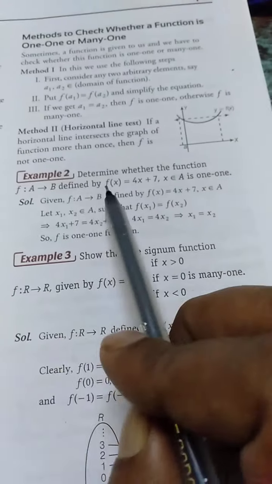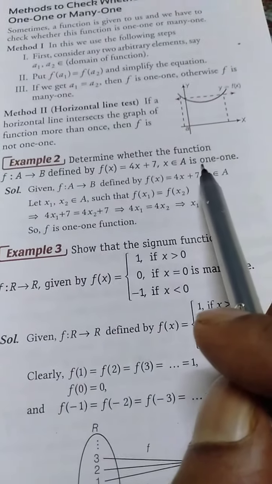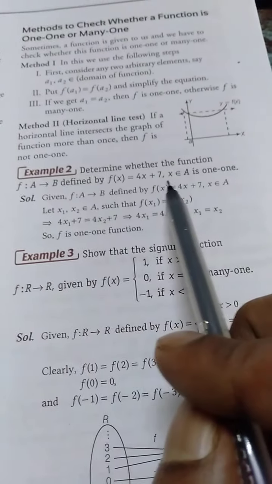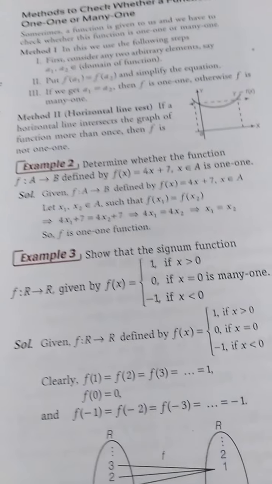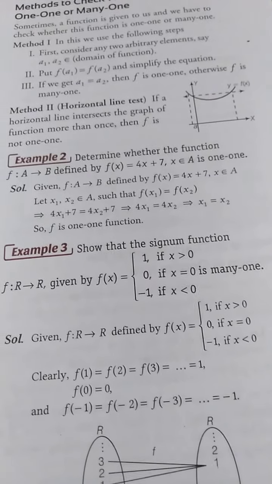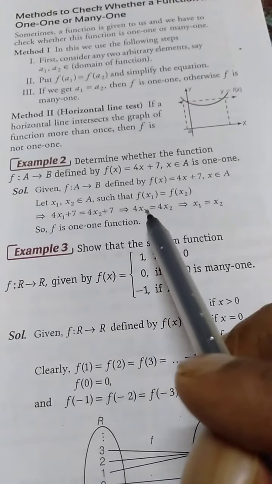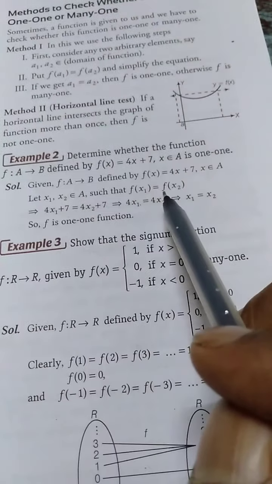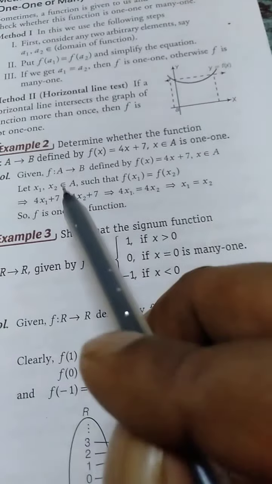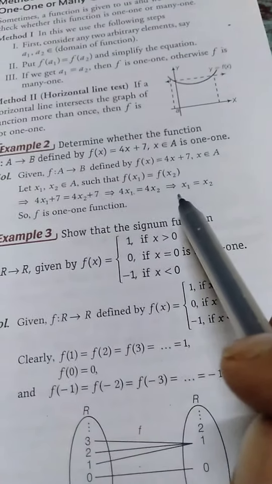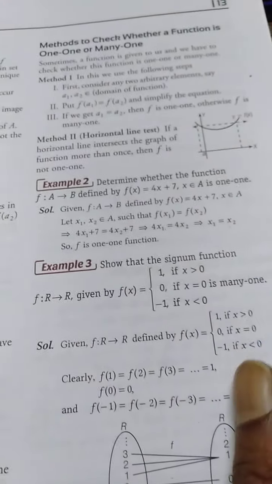Determine whether the function f(x) equal to 4x plus 7 is one-one. So f(x) is given as 4x plus 7. Let us take any two arbitrary numbers in the domain of the function, x1 and x2, such that f(x1) equals f(x2). Now what is f(x1)? 4x1 plus 7. What is f(x2)? 4x2 plus 7. From this relation, 7 will cancel, 4 will cancel, and you will easily land up with x1 equal to x2, which means that the function is one-one.